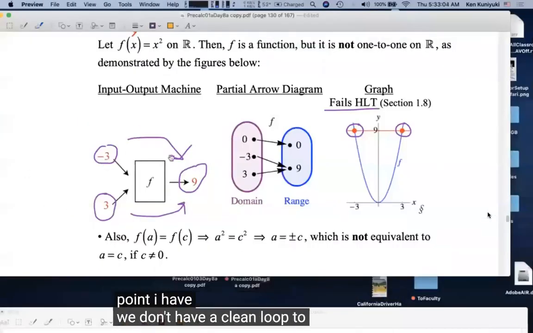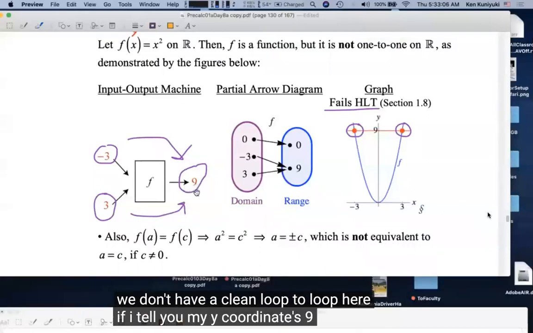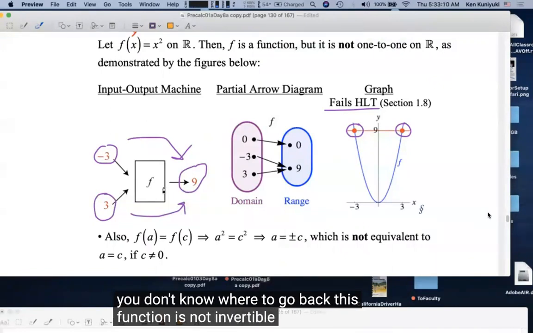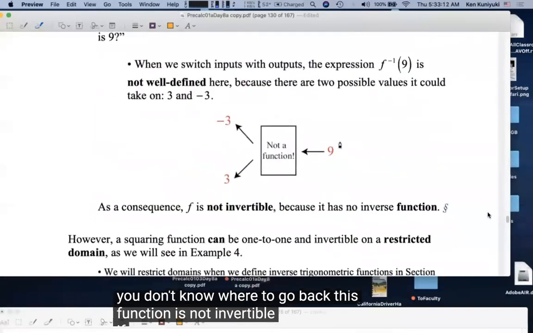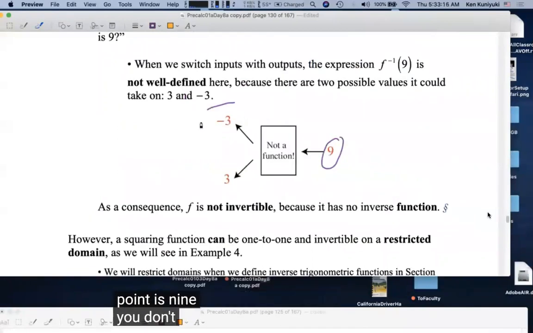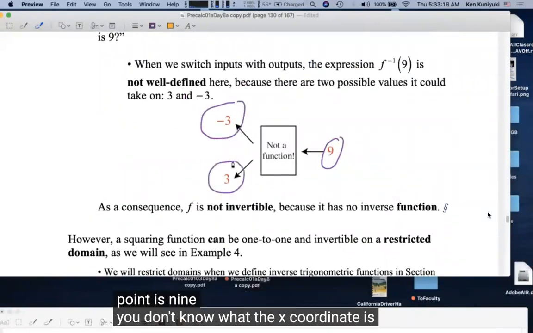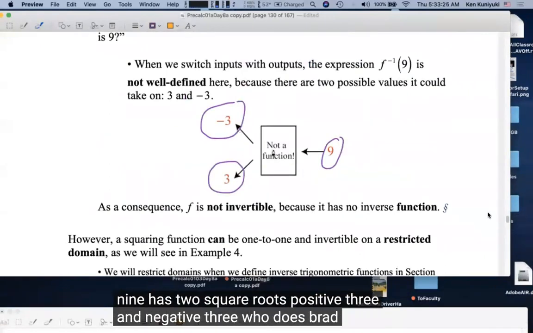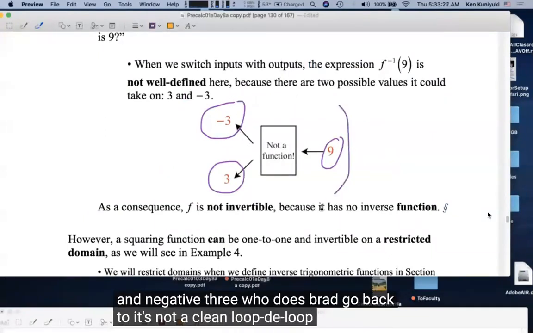We don't have a clean loop-de-loop here. If I tell you my y coordinate's 9, you don't know where to go back. This function is not invertible. If I tell you the y-coordinate of my point is 9, you don't know what the x-coordinate is. Basically, 9 has two square roots, positive 3 and negative 3. Who does Brad go back to? It's not a clean loop-de-loop.